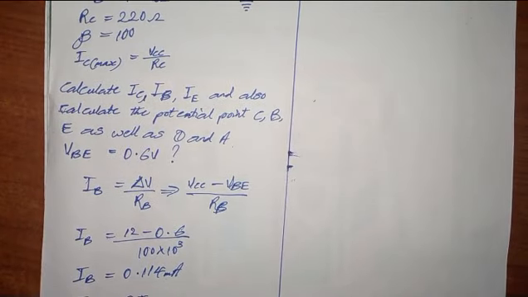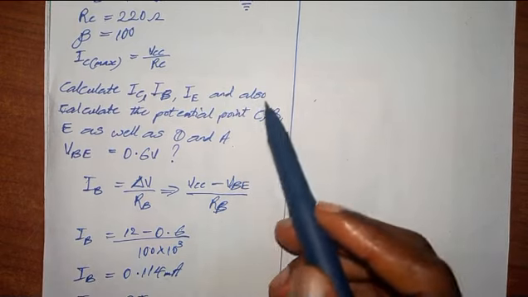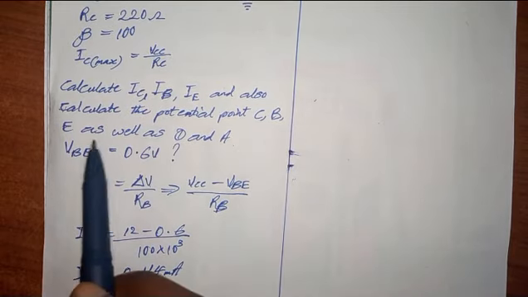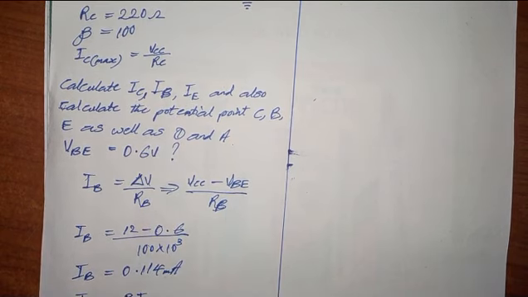Now let's go into the voltage, because the answer does not stop here. It also says to calculate the potential points C, B, E, as well as D and A. So let's go into solving the potential points. As you can see, it's very simple, but if you don't understand the question, it will take you a long way. And if you don't know the formula, you have to master the formulas, especially in engineering. We are dealing with formulas. If you know the formula, the calculation will be very easy for you.